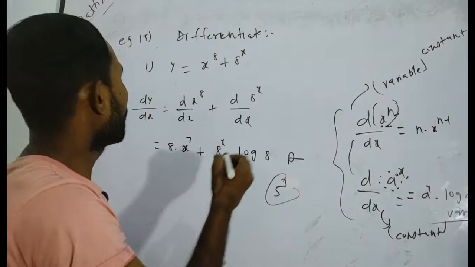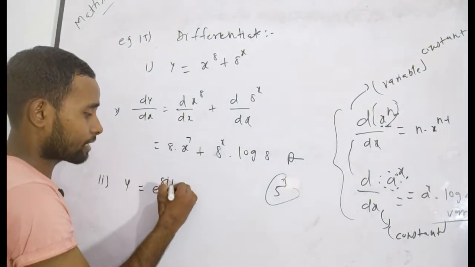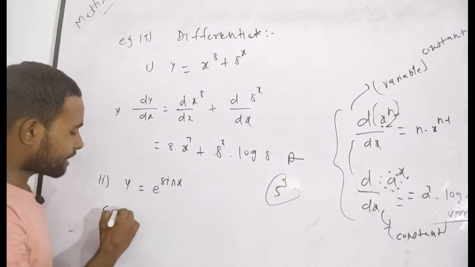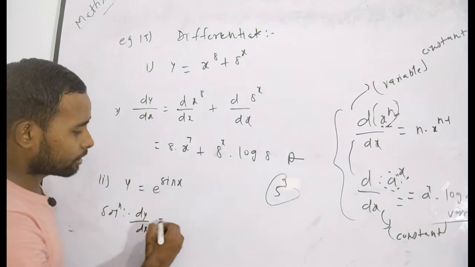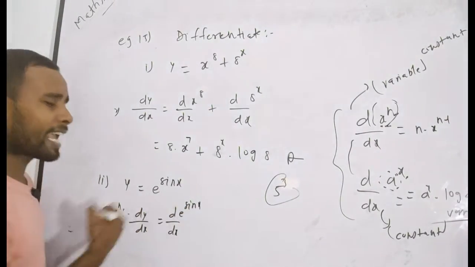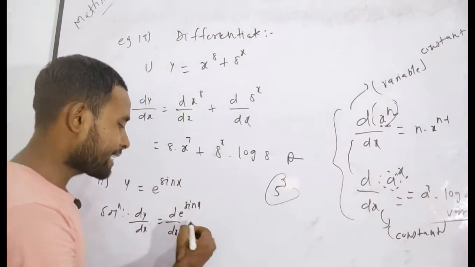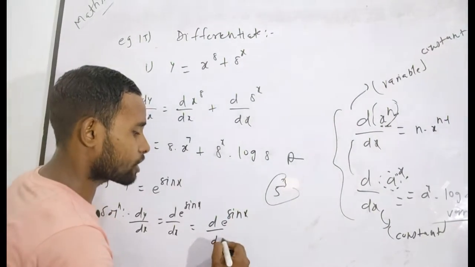Now take the next question. The next question is given: y is equal to e to the power sin x, and you have to differentiate this function. How can you differentiate? It is also very easy. First of all you have to differentiate this function with respect to x. As you know, e to the power sin x cannot be directly differentiated with respect to x. That's why I will firstly differentiate e to the power sin x with respect to sin x.